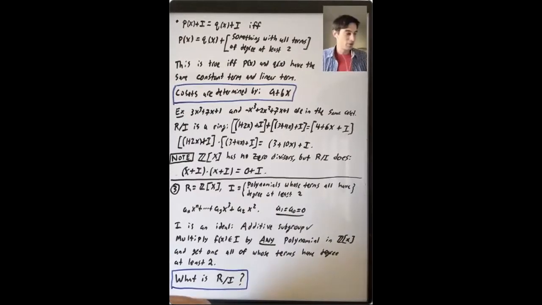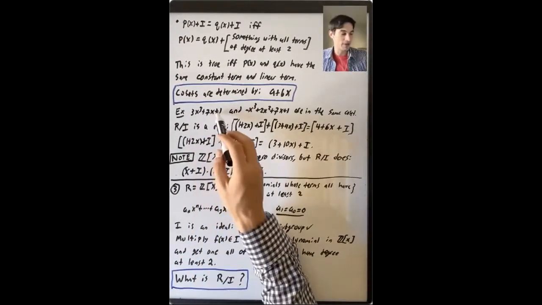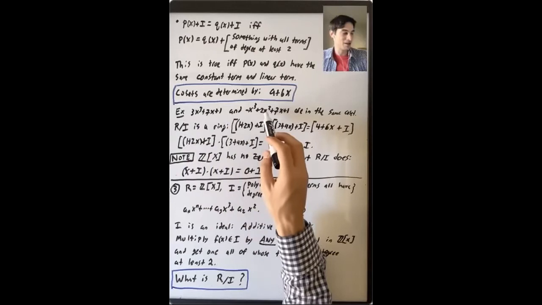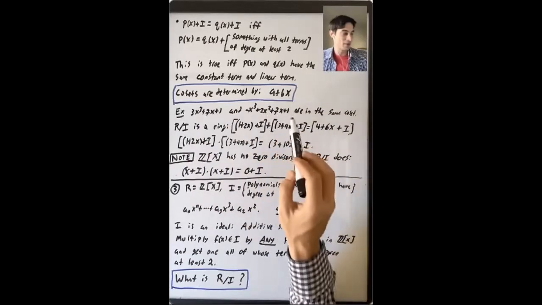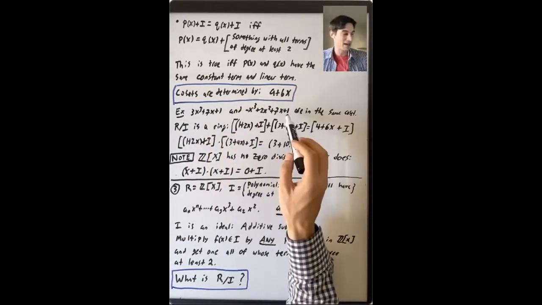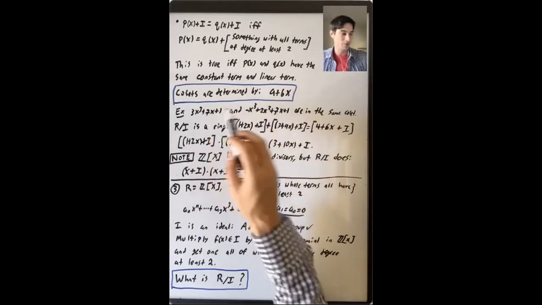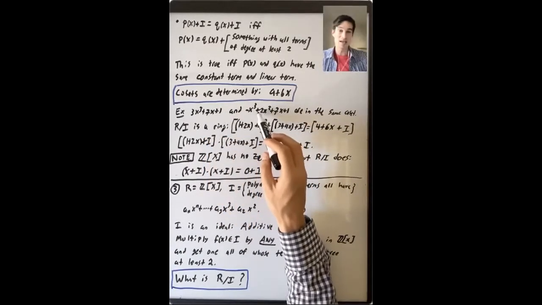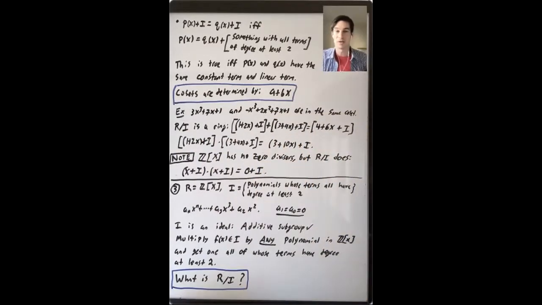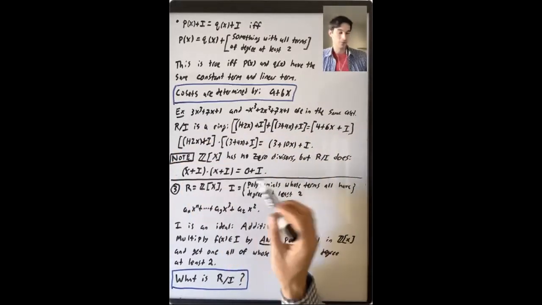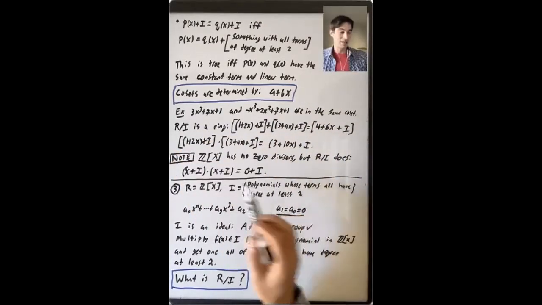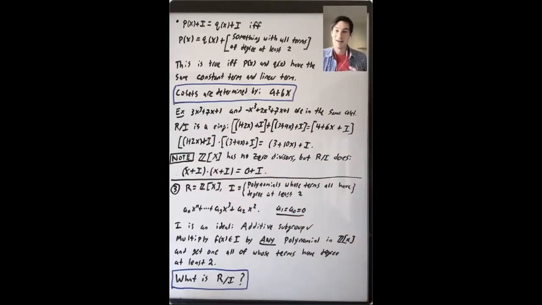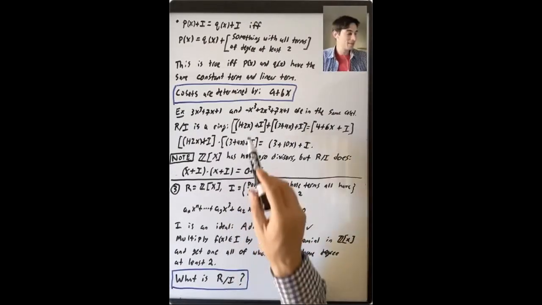Just to give a really concrete example, 3x cubed plus 7x plus 1 and negative x cubed plus 2x squared plus 7x plus 1 are in the same coset, because this polynomial is equal to this polynomial plus something all of whose terms have degree at least 2. Okay? We have seen that this is an ideal, so we know that R mod I is a ring.